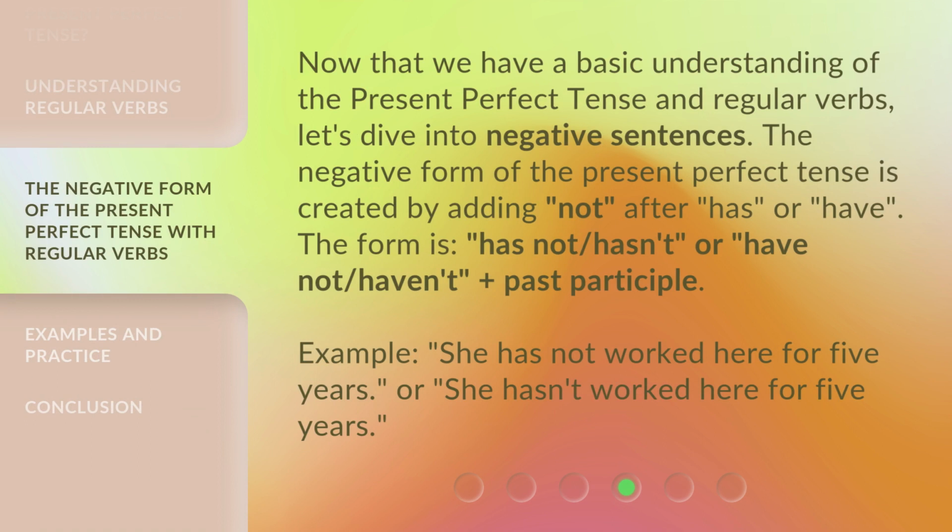Now that we have a basic understanding of the present perfect tense and regular verbs, let's dive into negative sentences. The negative form of the present perfect tense is created by adding not after has or have. The form is has not, hasn't, or have not, haven't, plus past participle. Example: she has not worked here for 5 years, or she hasn't worked here for 5 years.